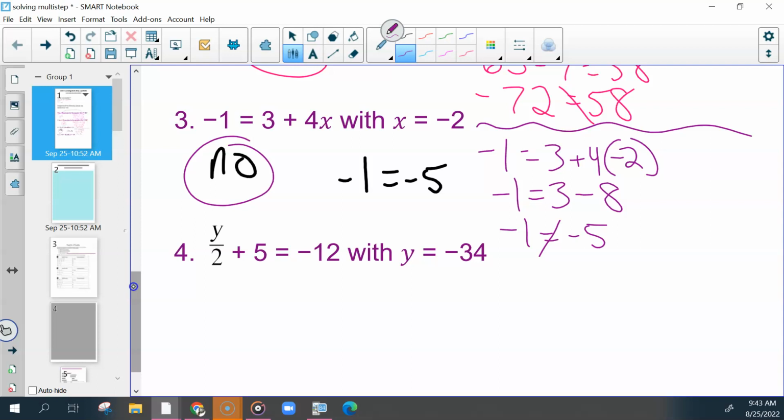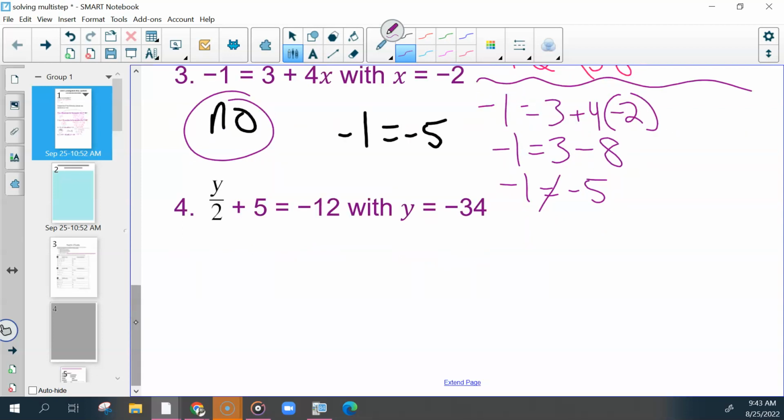What about the last one? Was that a solution? I heard yes and no. So let's work that out. Let's double check we're all on the same page. So if you put -34 in, you would have to divide first. So -17.